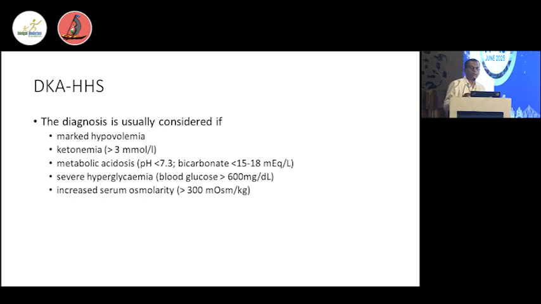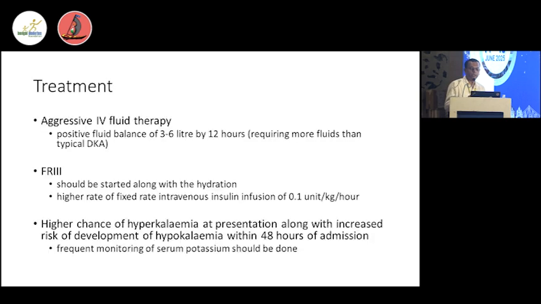And on the other hand, if you compare with the management protocol of HHS, in this group of patients the insulin should be started early, like we start in DKA, with a higher rate of around 0.1 unit per kg per hour. The case series say that this overlap group have a typical presentation of initial hyperkalemia. After initiation of insulin, there is a tendency to go into the hypokalemic range. So particularly in this group of patients, frequent monitoring of potassium and proper management of this electrolyte imbalance should be done.